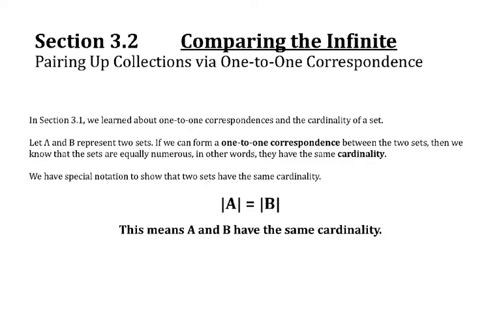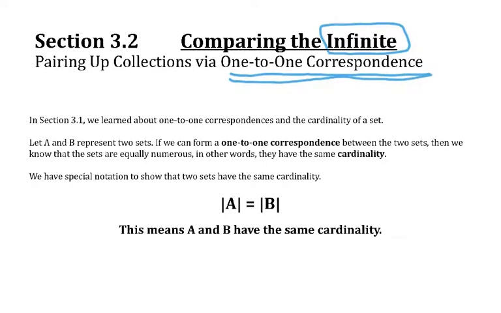Today we're going to talk about section 3.2. Maybe you've read this in your book, or maybe you wanted to wait till after the lecture to read it. Either way, what we're going to do in this section is compare the sizes of infinite sets. And our only tool basically to compare infinite sets are one-to-one correspondences.